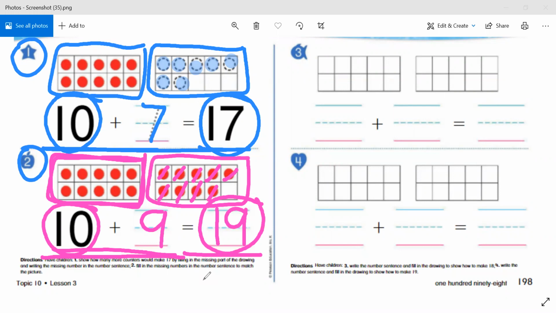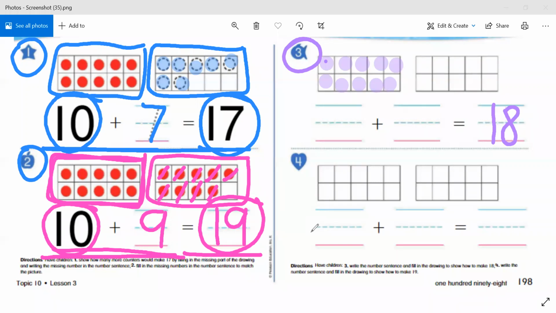All right, let's look at number 3. Okay, it says write the number sentence and fill in the drawings to show how to make 18. So 18. I'm going to write 18 right here. That way I know what we're supposed to make. So what do we do with the first 10 frame? We fill it up. We do not have to count. We're going to fill it all up.